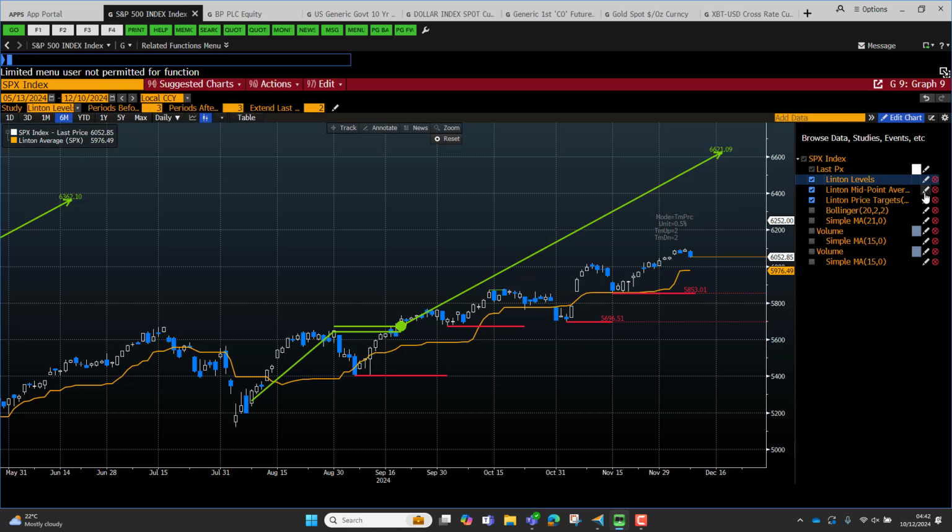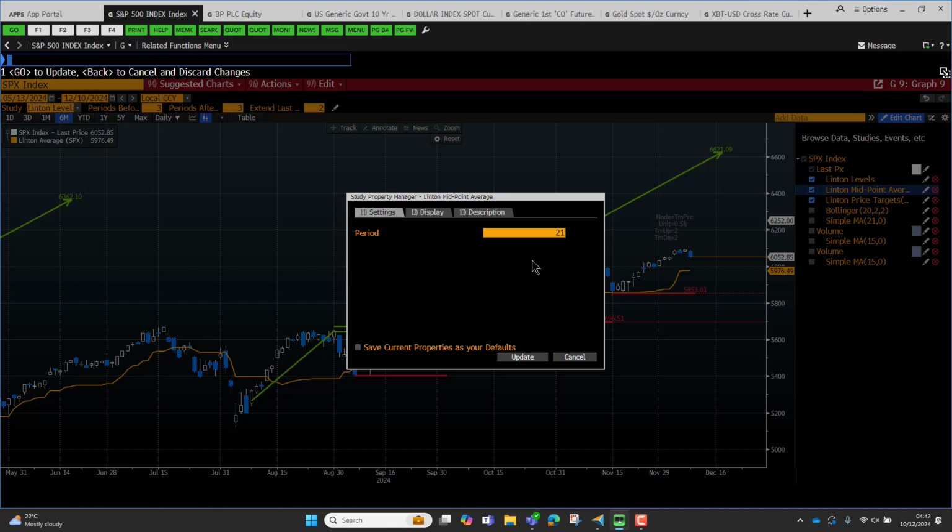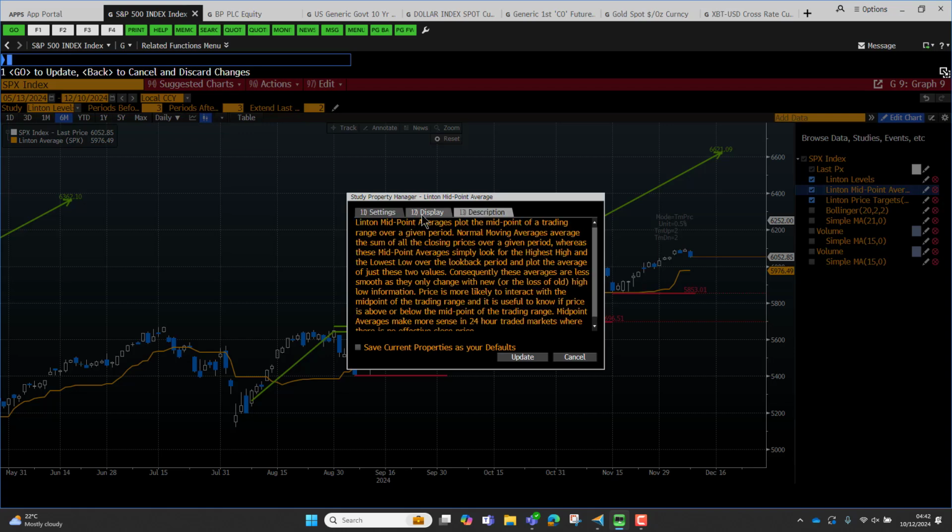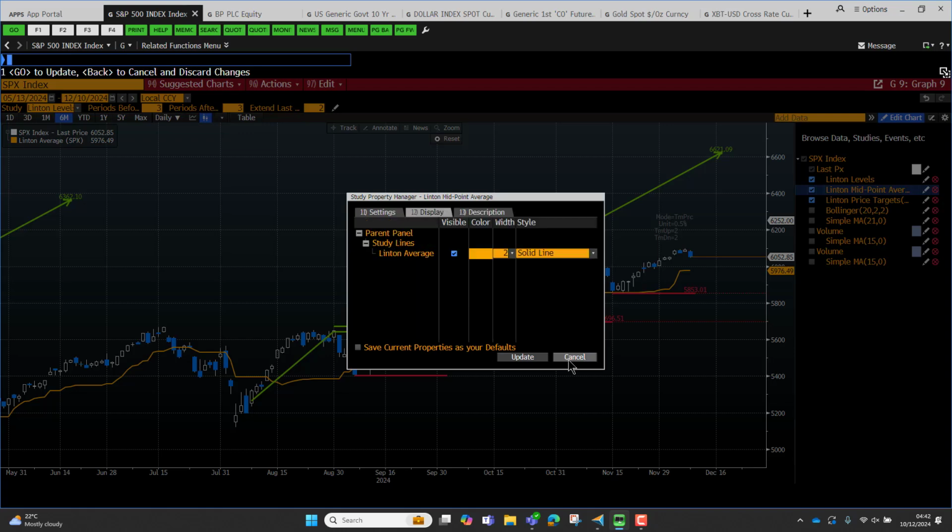The midpoint average is a 21-day average of the midpoint of trading, and my theory here is that this is much more important than a moving average. This is the midpoint of the trading range. In 24-hour markets, moving averages almost make no sense now. So it's this midpoint of the trading range that defines the trend. And again, we use the trend to accept or reject targets. Again, this is a really simple thing. I use 21 days, which is roughly the number of days in a month. You can change this however you want. There's a description, and you can change all the display settings, etc.